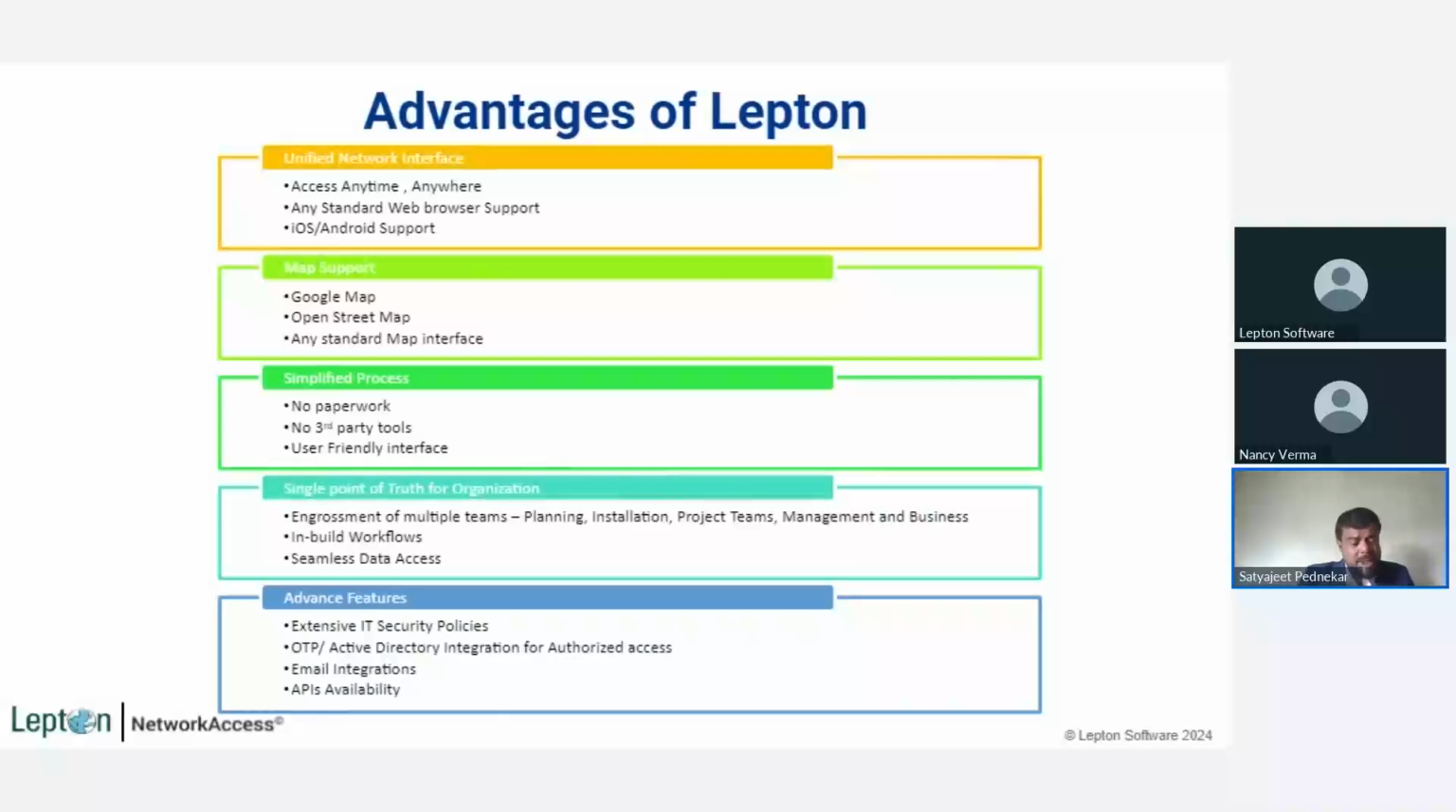Email integration is possible. We have integrated with SMTP mailing servers, so that you receive every notification over email whenever one milestone moves into another. That way you don't need to log into the tool every time. As a decision maker, you get that notification over email. And there is API availability. We have some standard APIs, which are useful for data transactions between the Lepton systems and other systems.